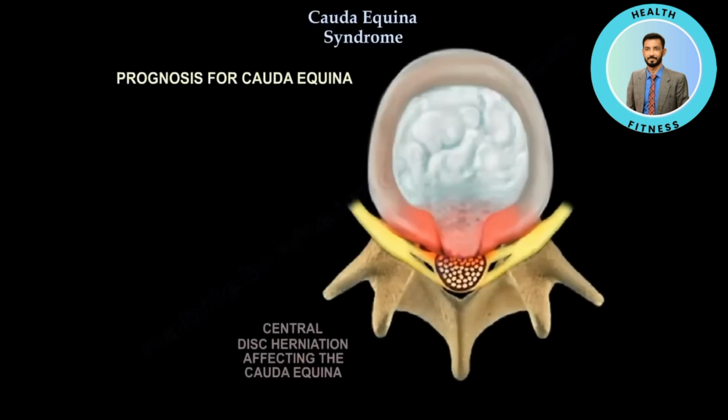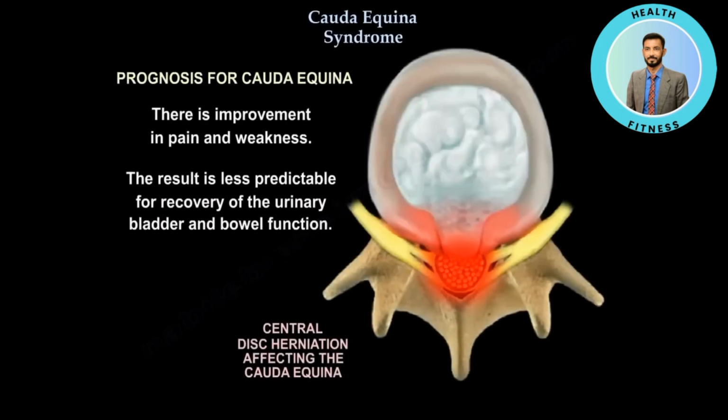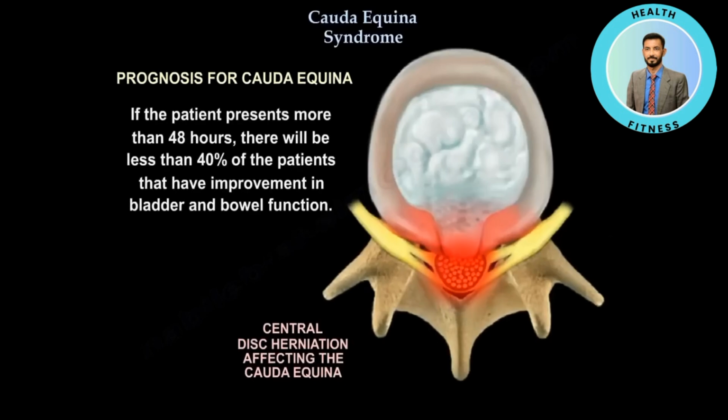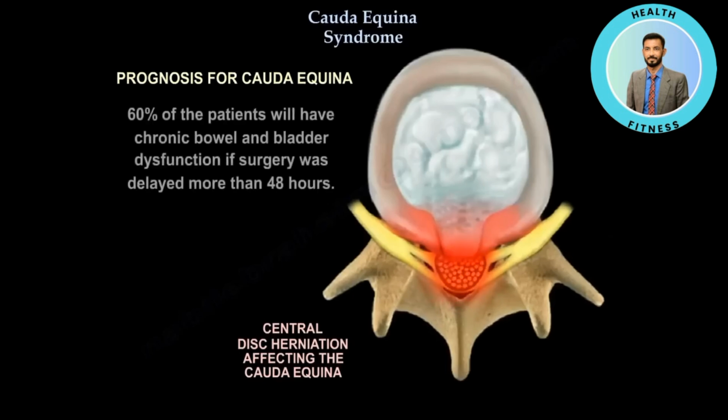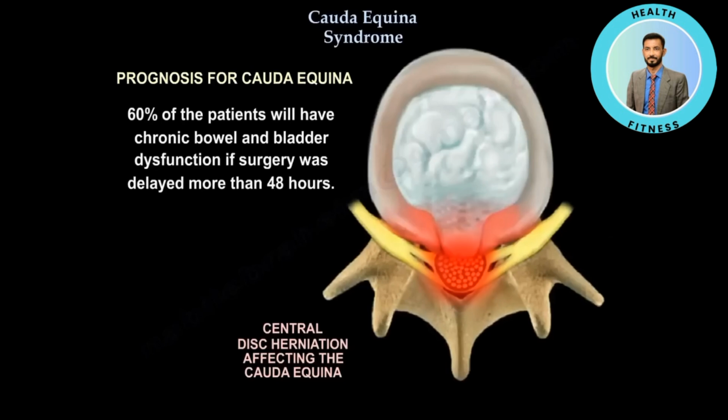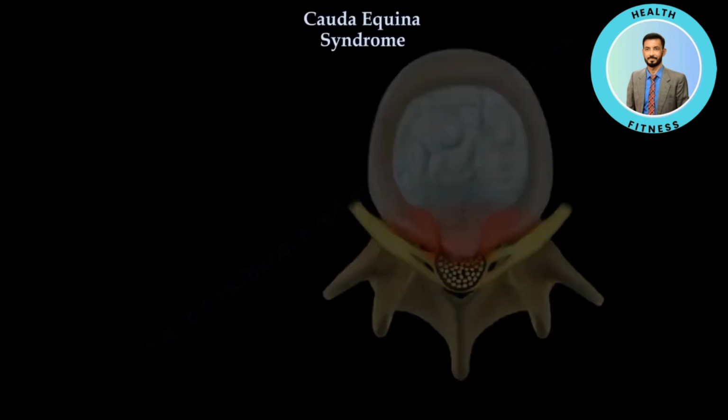The prognosis for cauda equina: there is improvement in pain and weakness. The result is less predictable for recovery of the urinary bladder and bowel function. If the patient presents after more than 48 hours, less than 40% of the patients will have improvement in bladder and bowel function. 60% of the patients will have chronic bowel and bladder dysfunction if surgery was delayed more than 48 hours.